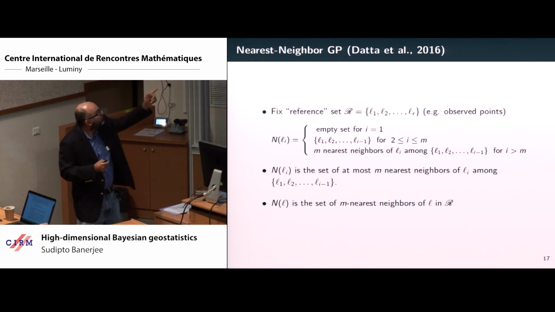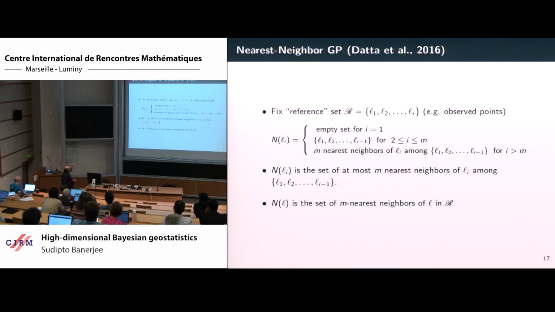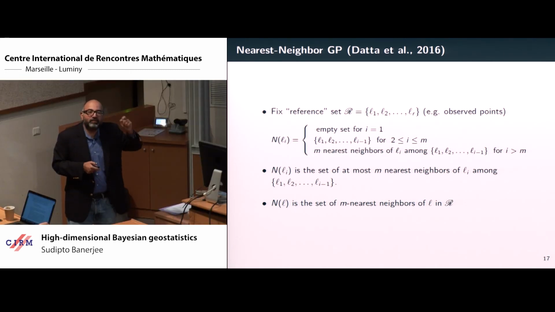So let's do that. What I need, of course, is to basically have a well-defined neighbor set over the entire domain so that if you give me an arbitrary point, I will still know what its neighbors are. And then secondly, I must ensure that the conditional predictive density, remember that I talked about, needs to exist everywhere. So therefore, I need a process.